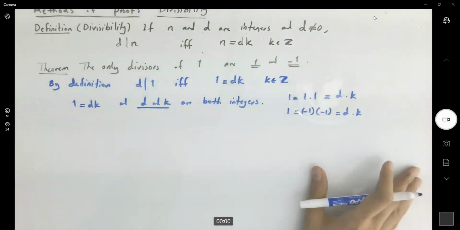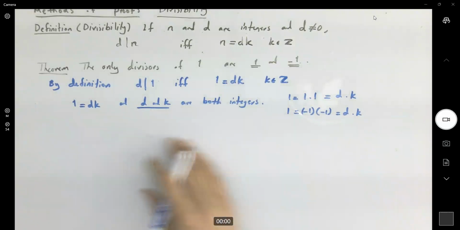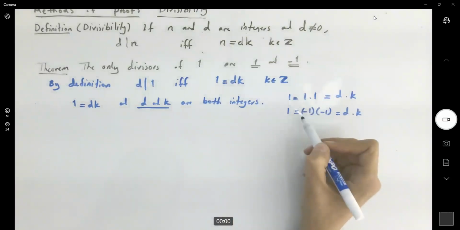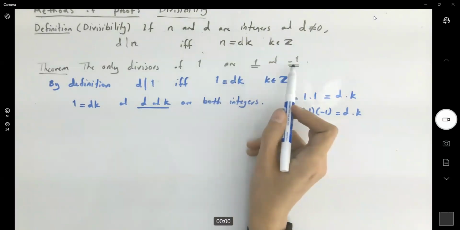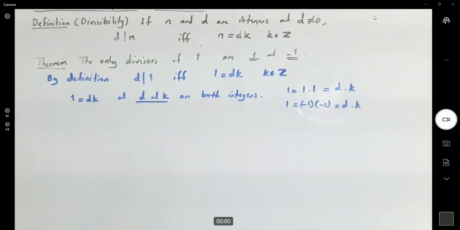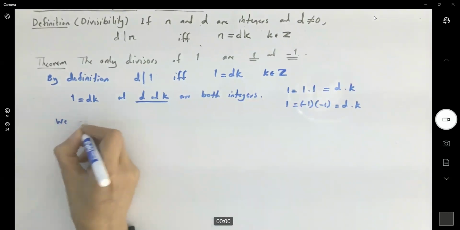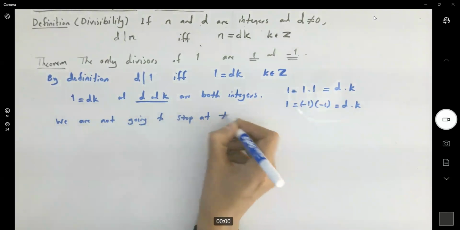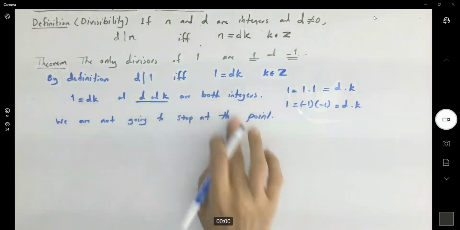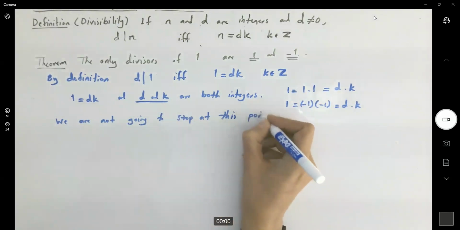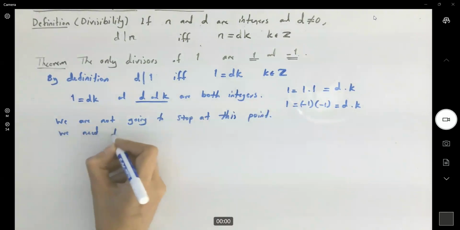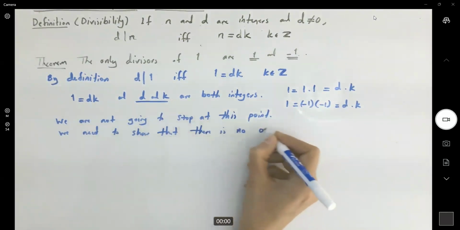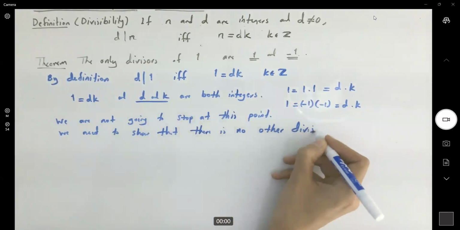But is that enough? Unfortunately, it's not enough. We just showed that 2 possible numbers as divisors for 1 are 1 and -1, but it's not the definite step. We are not going to stop at this point. We need to show that there is no other divisor.